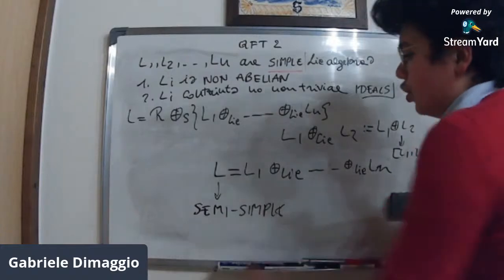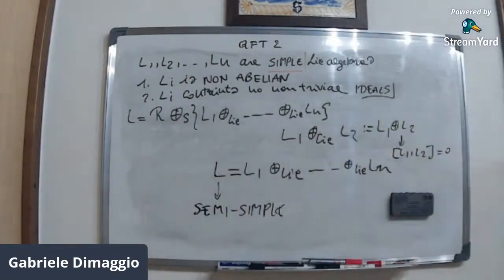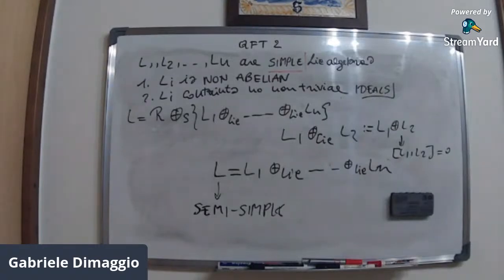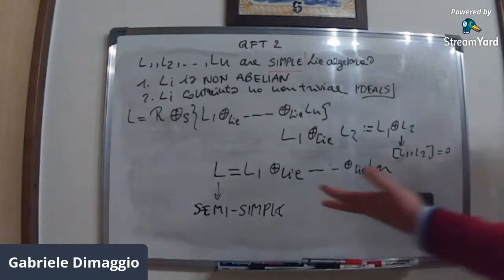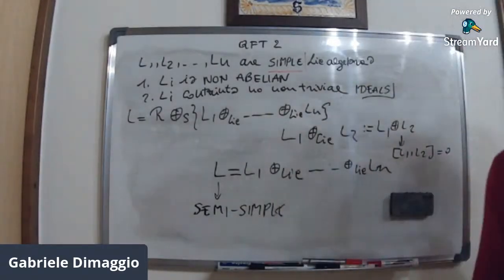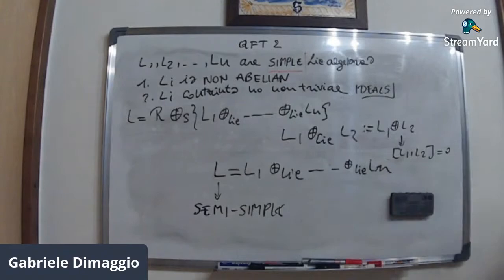So this is the definition of a semi-simple Lie algebra. Perfect. So this is the first remark that I can do. So this is a remark.